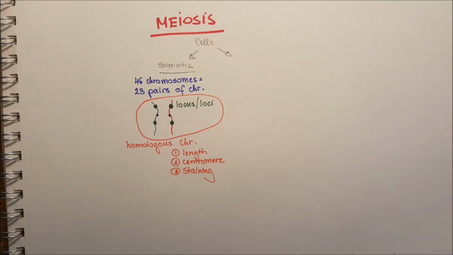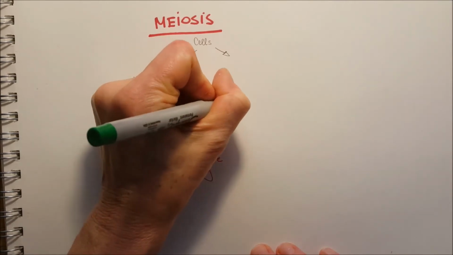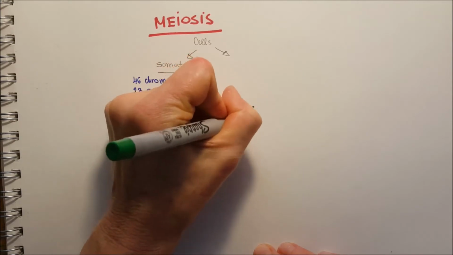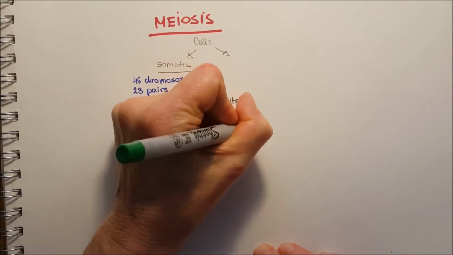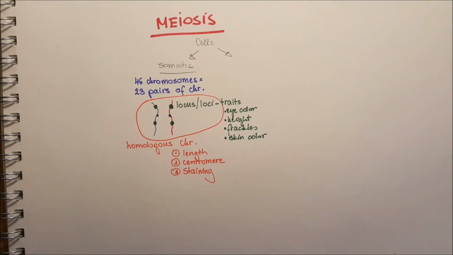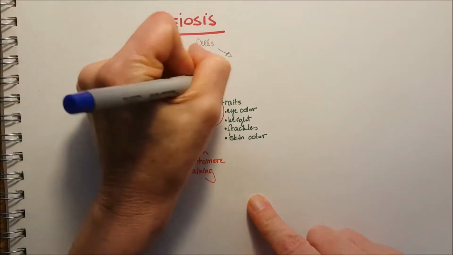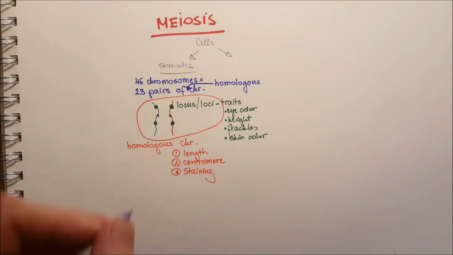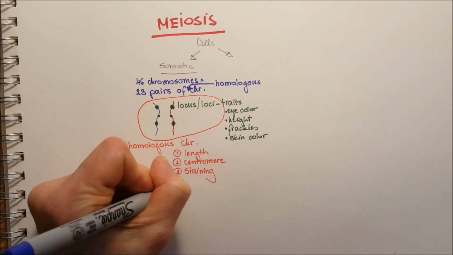Now on the locus, or the loci, we can find the traits like eye color, height, freckles, skin color. They are on the chromosomes, embedded in the DNA. So let's say that we have 23 pairs of homologous chromosomes. This is also a halfway truth, so it's not totally true, but it's okay. More or less it's okay at this point. So we have 23 pairs of chromosomes.